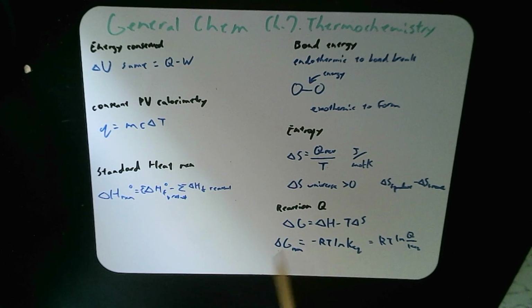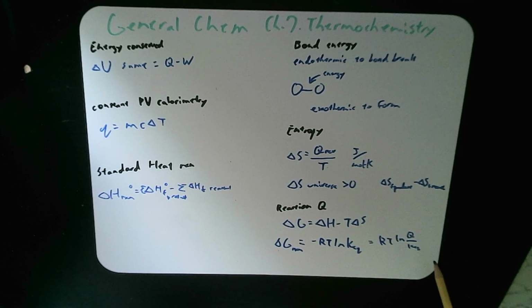The Gibbs free energy is given by this equation: ΔG equals enthalpy minus temperature times entropy. It can also be determined using R, the gas constant, 8.3145 joules per mole Kelvin, or 0.0821 L·atm per mole Kelvin, times ln K, where K is the equilibrium constant. So at equilibrium, ΔG° is just negative RT ln K.